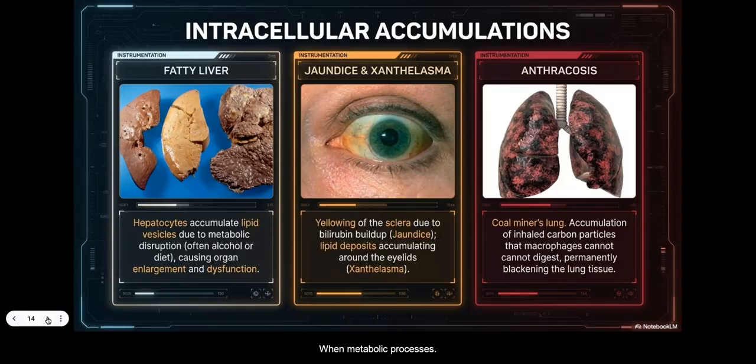When these metabolic processes are disrupted, substances accumulate within the cells, and this leads to dysfunction. For example, fatty liver occurs when hepatocytes accumulate lipid vesicles. Jaundice is the yellowing of the sclera due to bilirubin buildup. Finally, anthracosis or coal miner's lung. Sorry, I can never pronounce anthracosis. It happens when macrophages cannot digest the inhaled carbon particles, permanently blackening the lung tissue, as you can see on the screen.